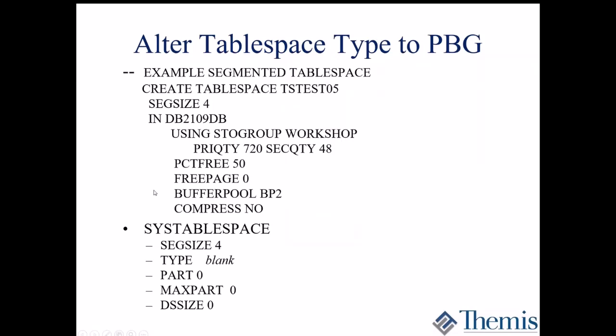All right, so here's a quick example. Got a segmented table space there. We know it's classic segmented, I guess, because we have a seg size, but we don't have num parts and we don't have max partitions. Num parts would make it range partitioned. Max partitions would make it partitioned by growth. Since we don't have either of those, this is a classic segmented table space with a seg size of 4. And down at the bottom there, in the Db2 catalog, we see seg size of 4, and the partitioning information is all either blank or 0, meaning it's not partitioned.